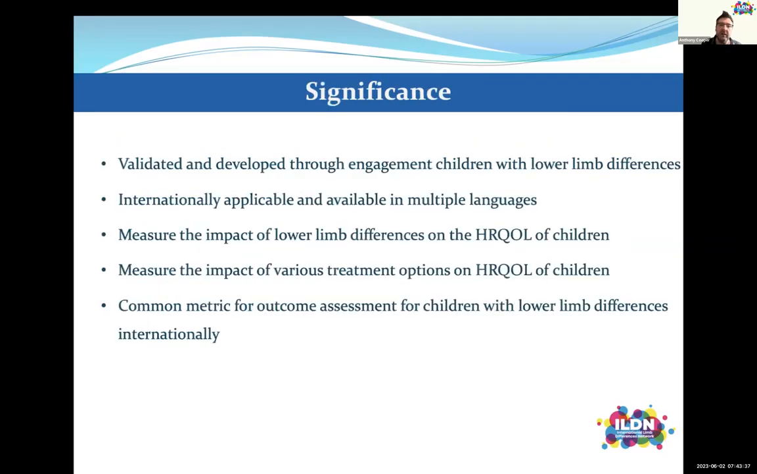And so the significance of this is that we've validated and developed this through the engagement of children with lower limb differences. It's going to be internationally applicable and available in multiple languages. We also want to use this to both measure the impact of lower limb differences on the health-related quality of life of children, and also to help assess the impact of treatment options. Hopefully this will become a common metric for outcome assessment for children with lower limb differences internationally.